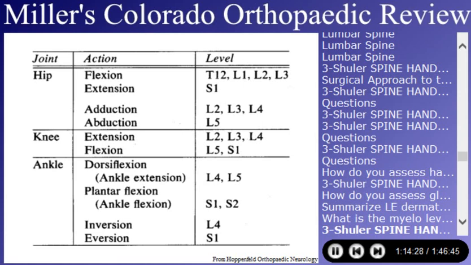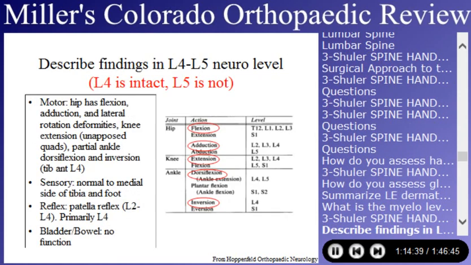And that's why in that back portion of the Hoppenfeld book, I initially disregarded it and didn't look at it. It makes it very easy to get these levels down. So the findings is L4 is intact. So this kid has L4-5 neurological level. L4 is intact. L5 is not.